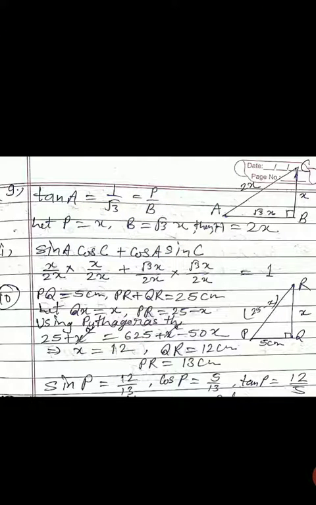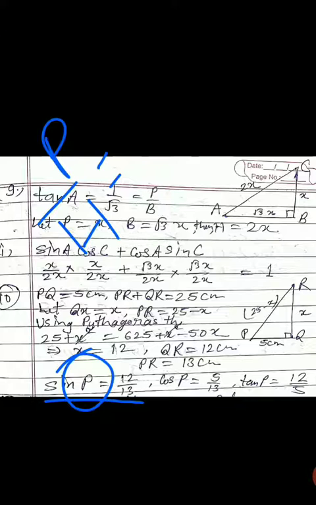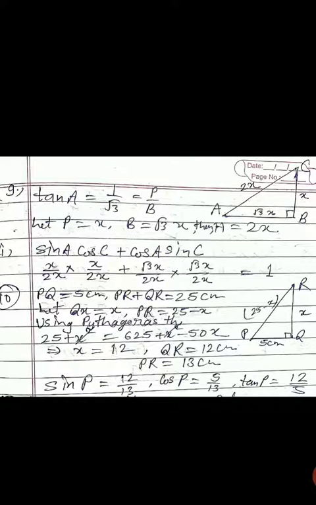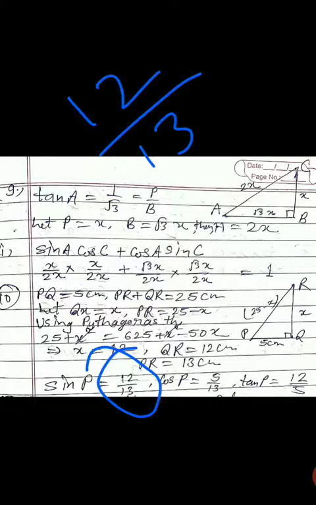Now if x is 12, then QR will be 12 because QR equals x, we assumed here. Now if we find PR, that is 25 minus x, so 25 minus 12, that will be 13 centimeter. Now we have to find sin P. Sin is P upon H, and for angle P the perpendicular will be QR. So sin P is QR upon PR, that is 12 upon 13.